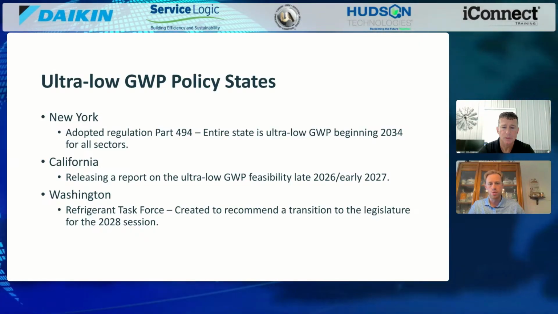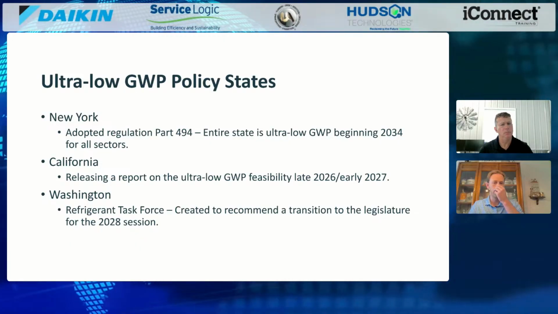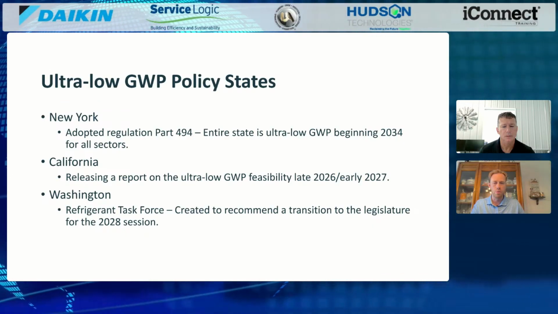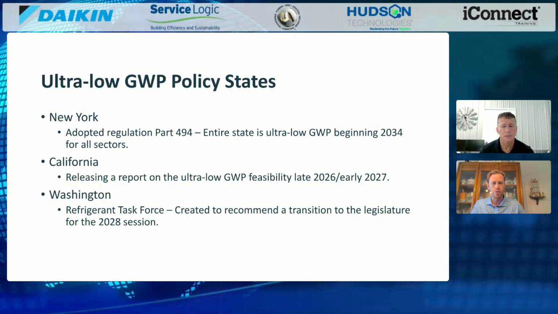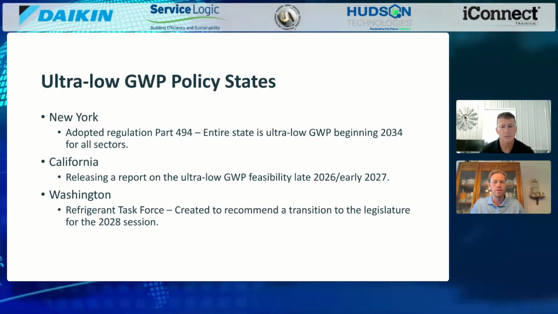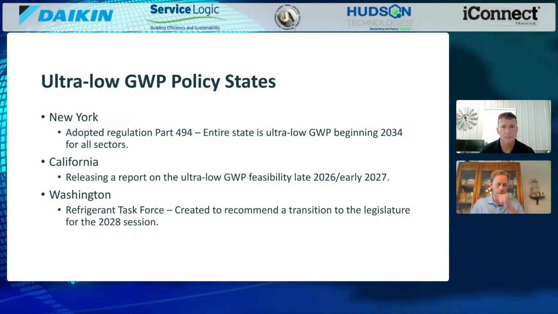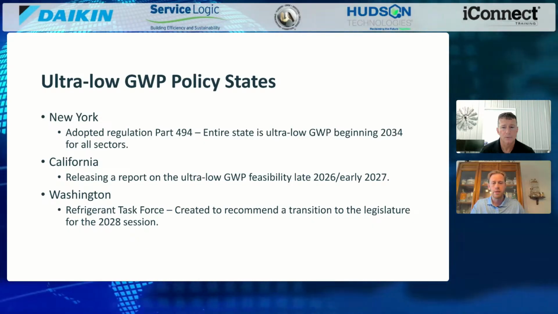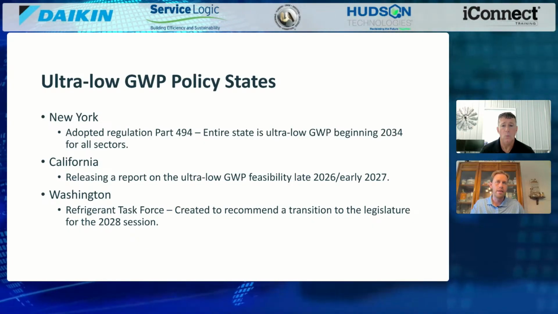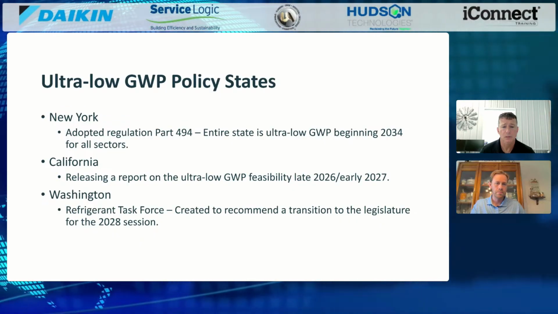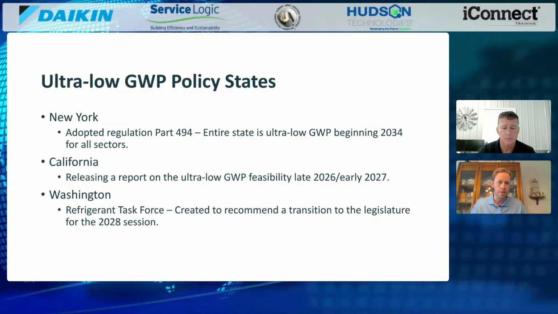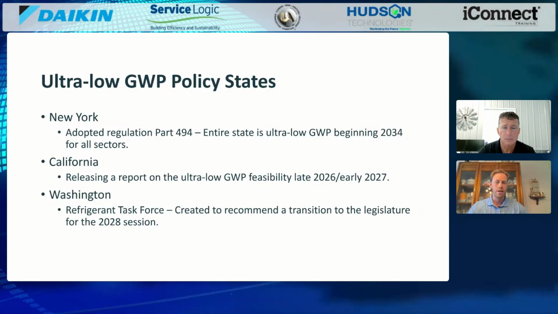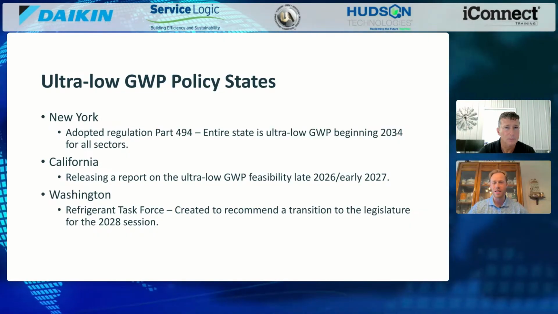And then there's also Washington, who in the last session of 2025 passed House Bill 1462, which told the Department of Ecology to create a task force that will create a recommendation of a transition plan for the legislature to act on in the 2028 session, with low and ultra low GWP transition for refrigerant. Now, keep in mind, they call GWP there 150. They don't say low GWP and mean A2Ls. When they say low GWP, they mean 150. So that itself is going to be a conversation, let alone the ultra low GWP of that task force.